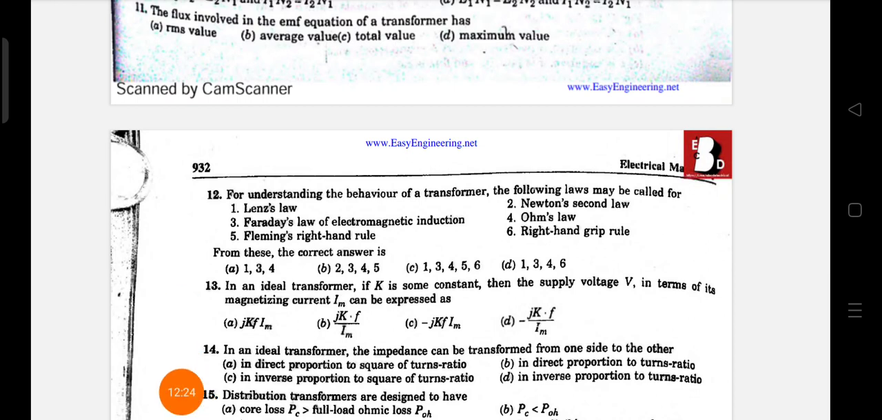Next, in an ideal transformer, if K is some constant, then the supply voltage V, in terms of its magnetizing current Im, can be expressed as, okay, that is j K F Im.